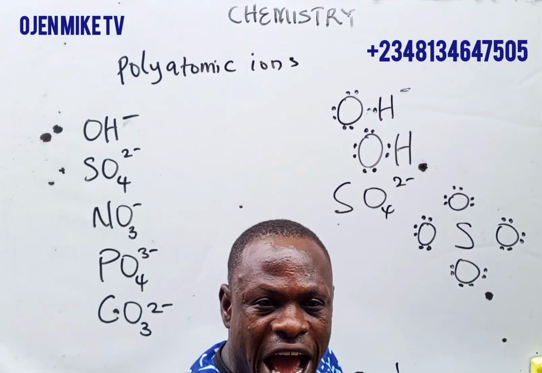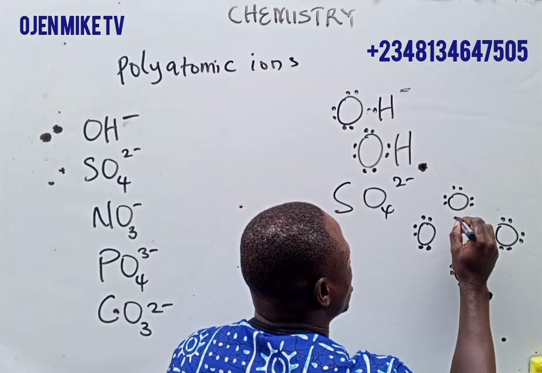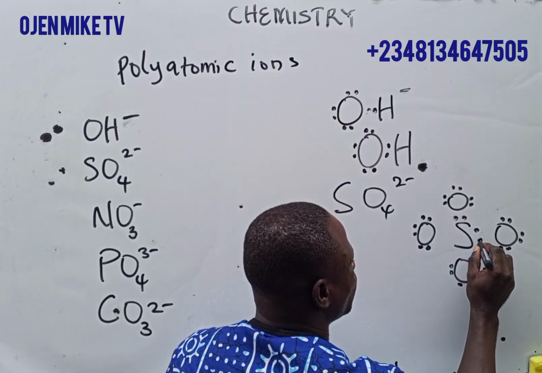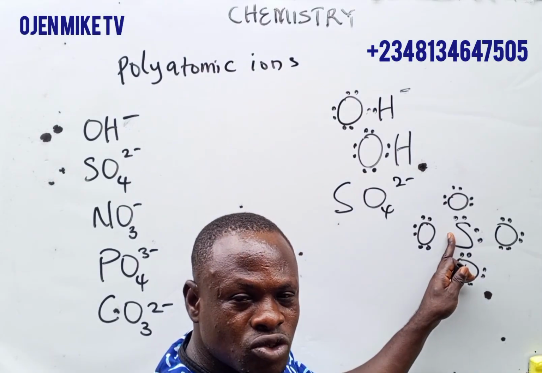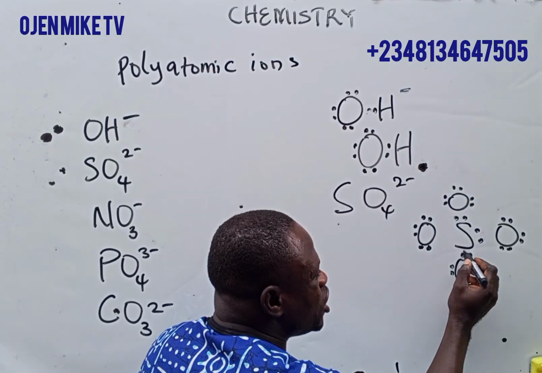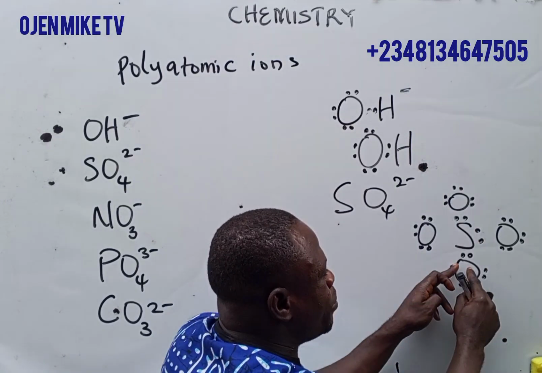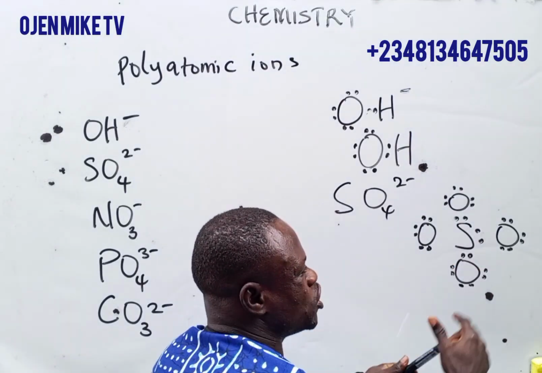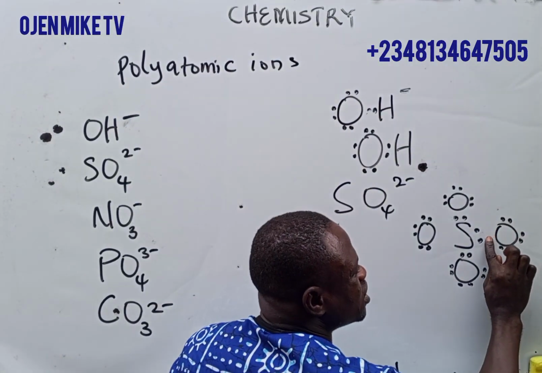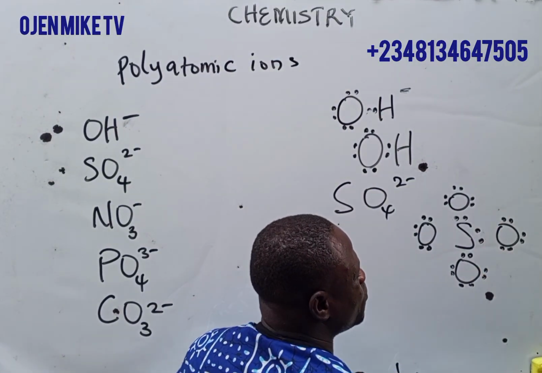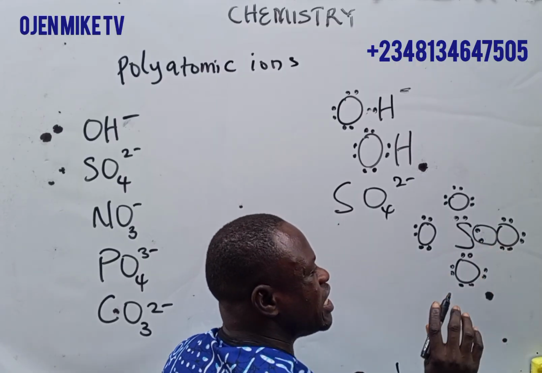Sulfur has 1 2 3 4 5 6. How many are now left? They are now left with 2. You get that? Now you can see that the 2 of this sulfur have now paired with this oxygen. It means that these 2 are now balanced. The oxygen here needs 1, so if we give out this one, it means that it's now balanced.